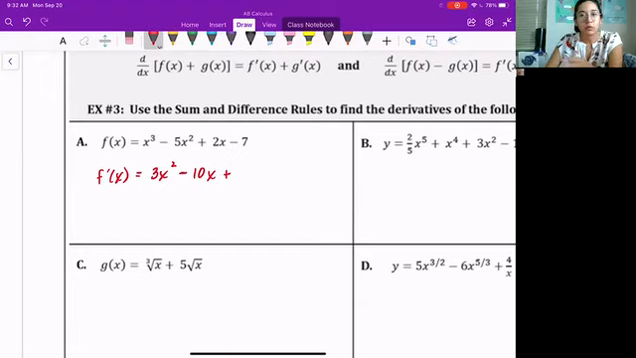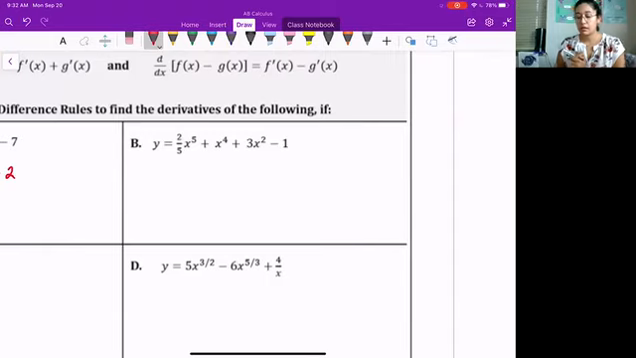Okay, think about the line. Y equals 2x. What is the slope? It's 2. Okay, and then the derivative of any constant would be just 0. So the derivative of 7 is 0. Okay, doke. Got that one.